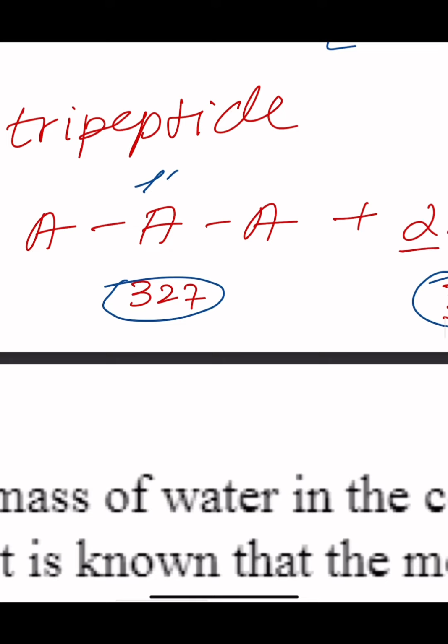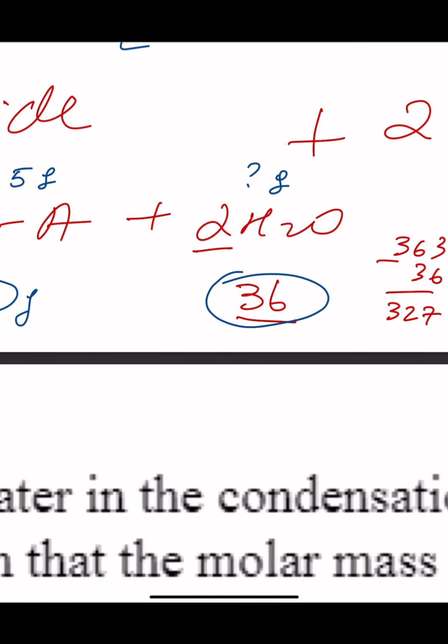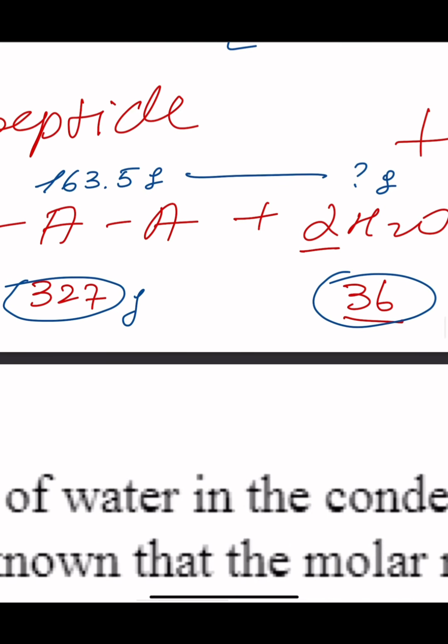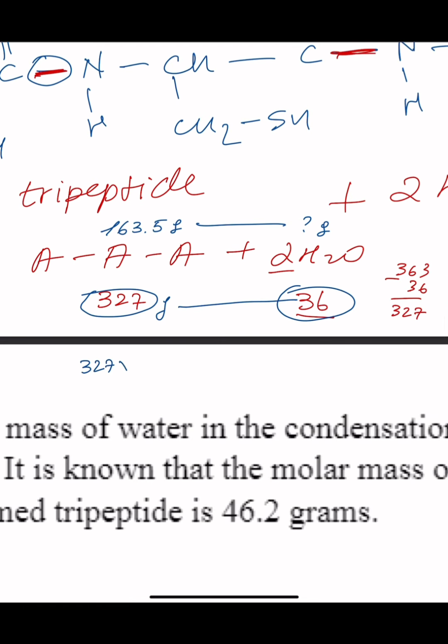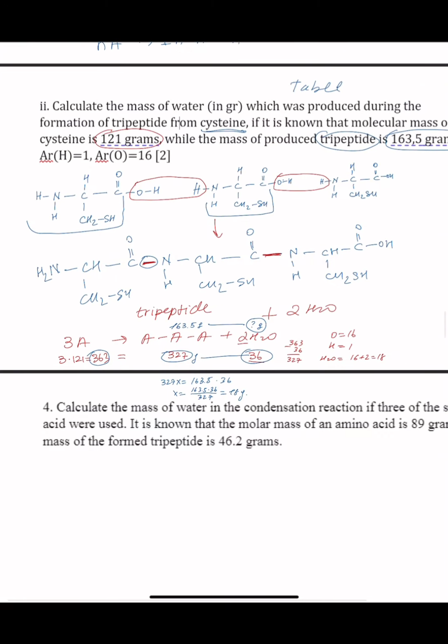What if you get 163.5 grams? How many grams of water will you produce here? All you need to do is construct a proportion, and you would get that 327 gives you 163.5, 36 gives you x, and x would be 163.5 times 36 divided by 327, and this would be 18 grams. It just dropped by 2 times. So that was the answer for your question in the exam.